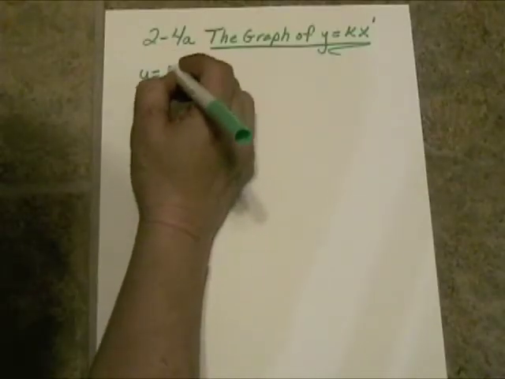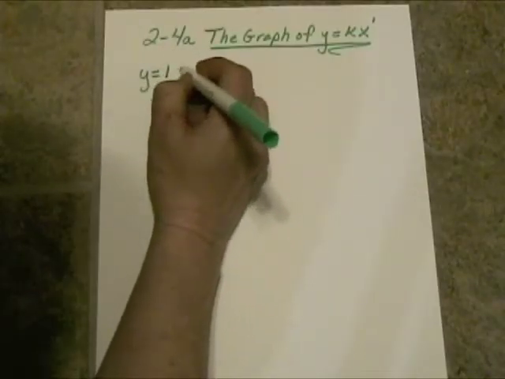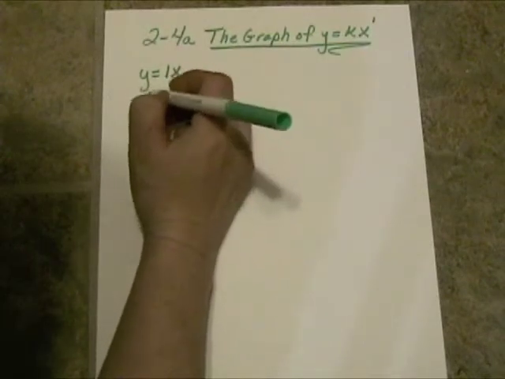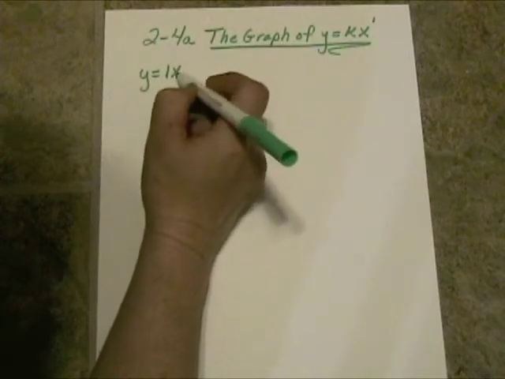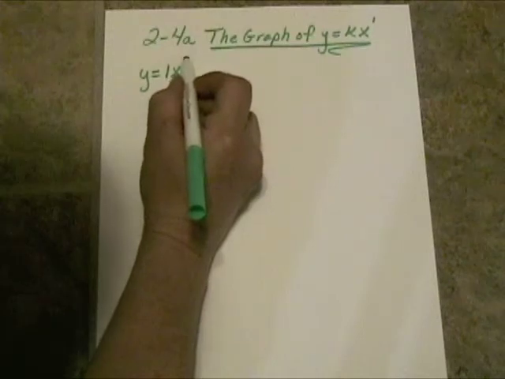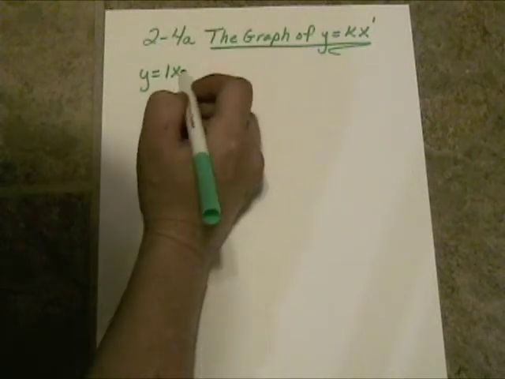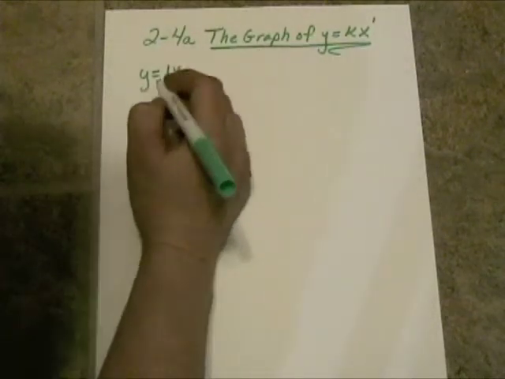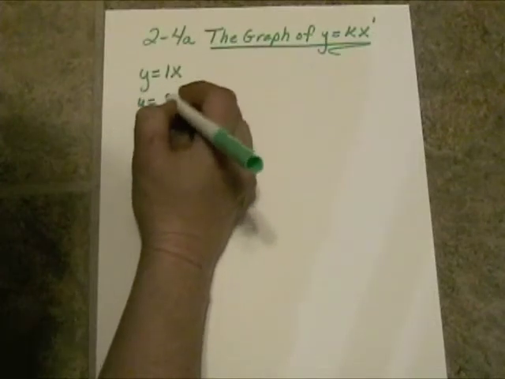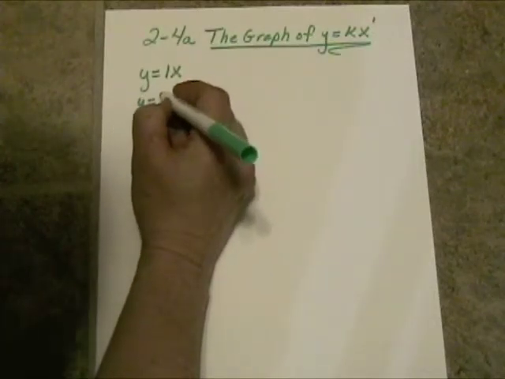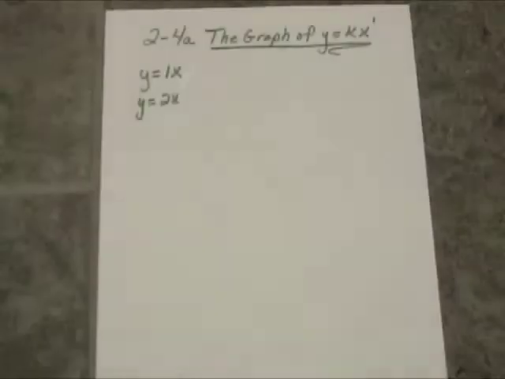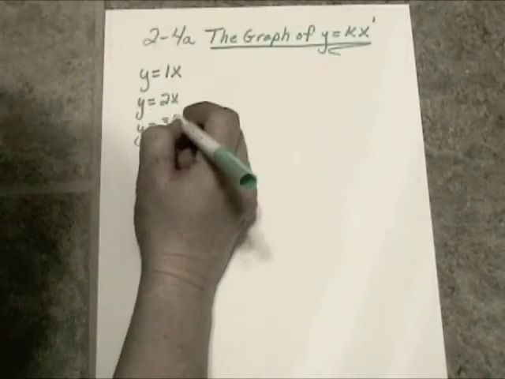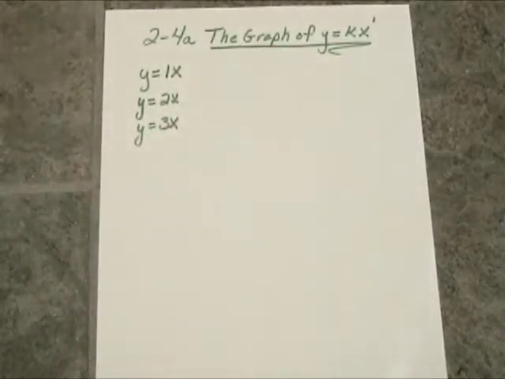Let's see what the graph would look like if k was 1. I don't really have to put the exponent of 1 here unless I want to, so I think I'll leave it off on this one. Then let's take a look at the graph of y equals 2x, y equals 3x. Hopefully, if we're lucky, we'll see some sort of pattern as we look at these graphs.